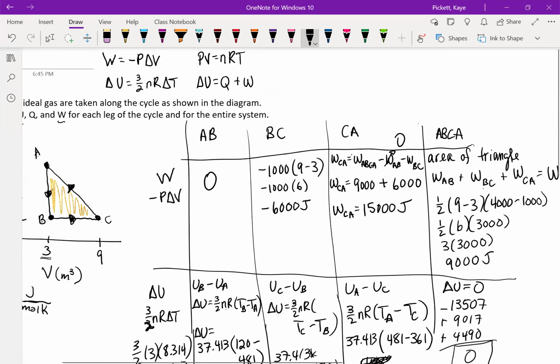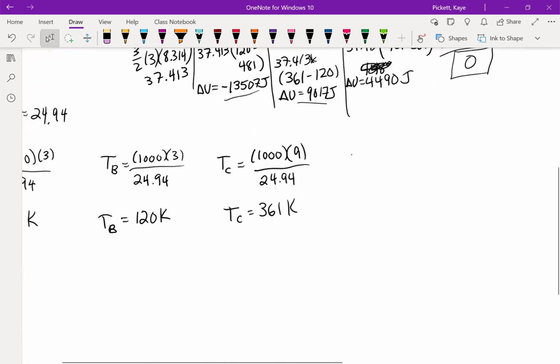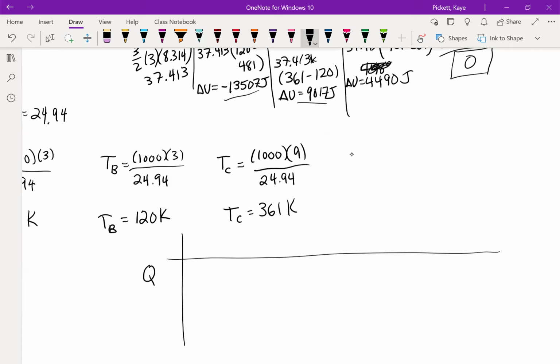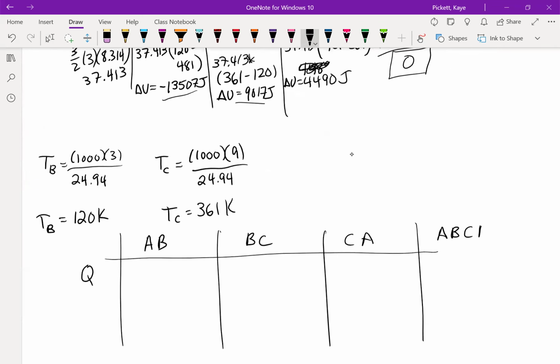Now, we always take heat to be the hardest thing to do simply because it's not intuitive. It's the energy that's transferred. So we think it's the temperature, but it's not the temperature. It really isn't. So what we have to do next, and I'm going to have to come over here since I messed up my own sheet here, is find my Q from A to B, B to C, C to A, and A, B, C, A.